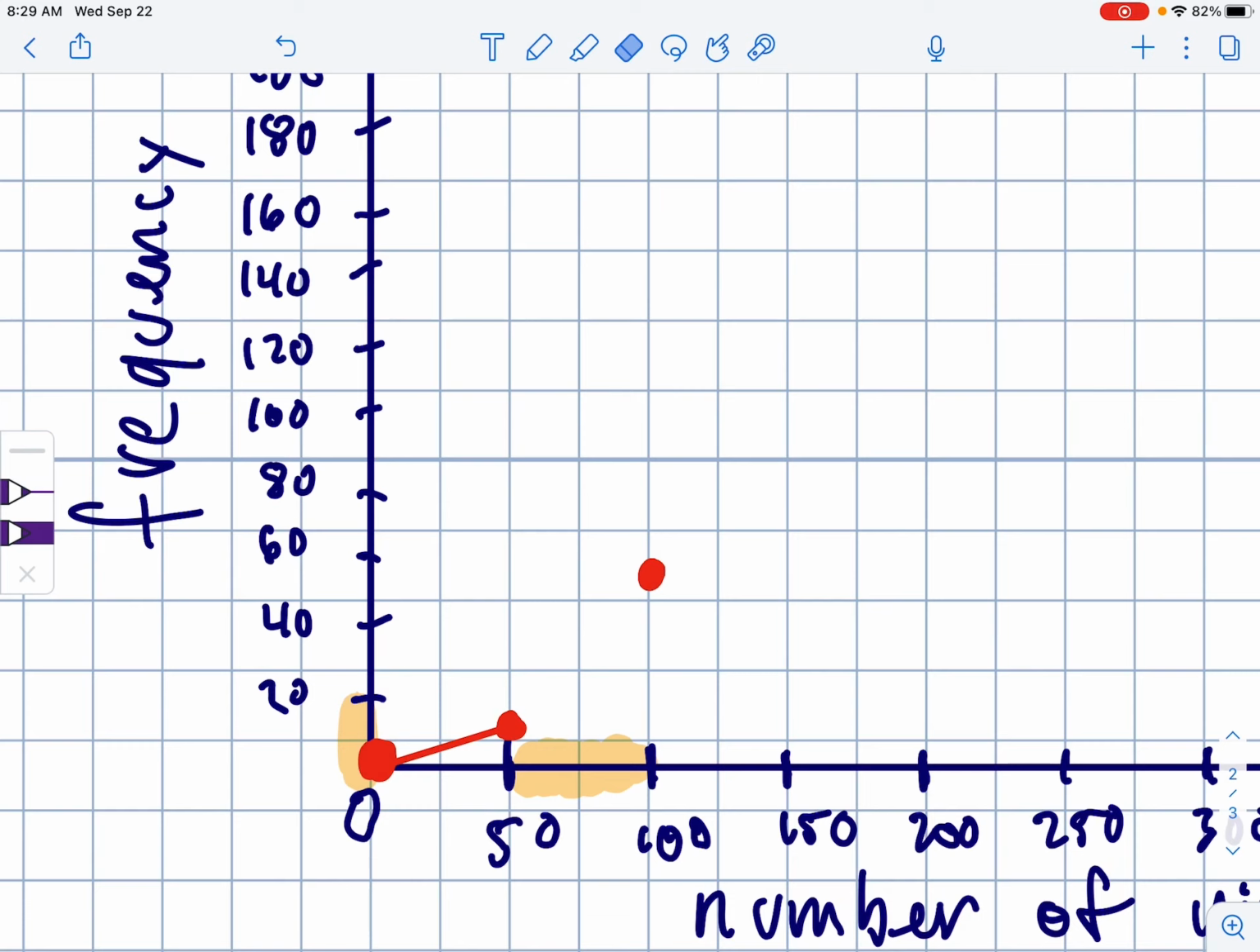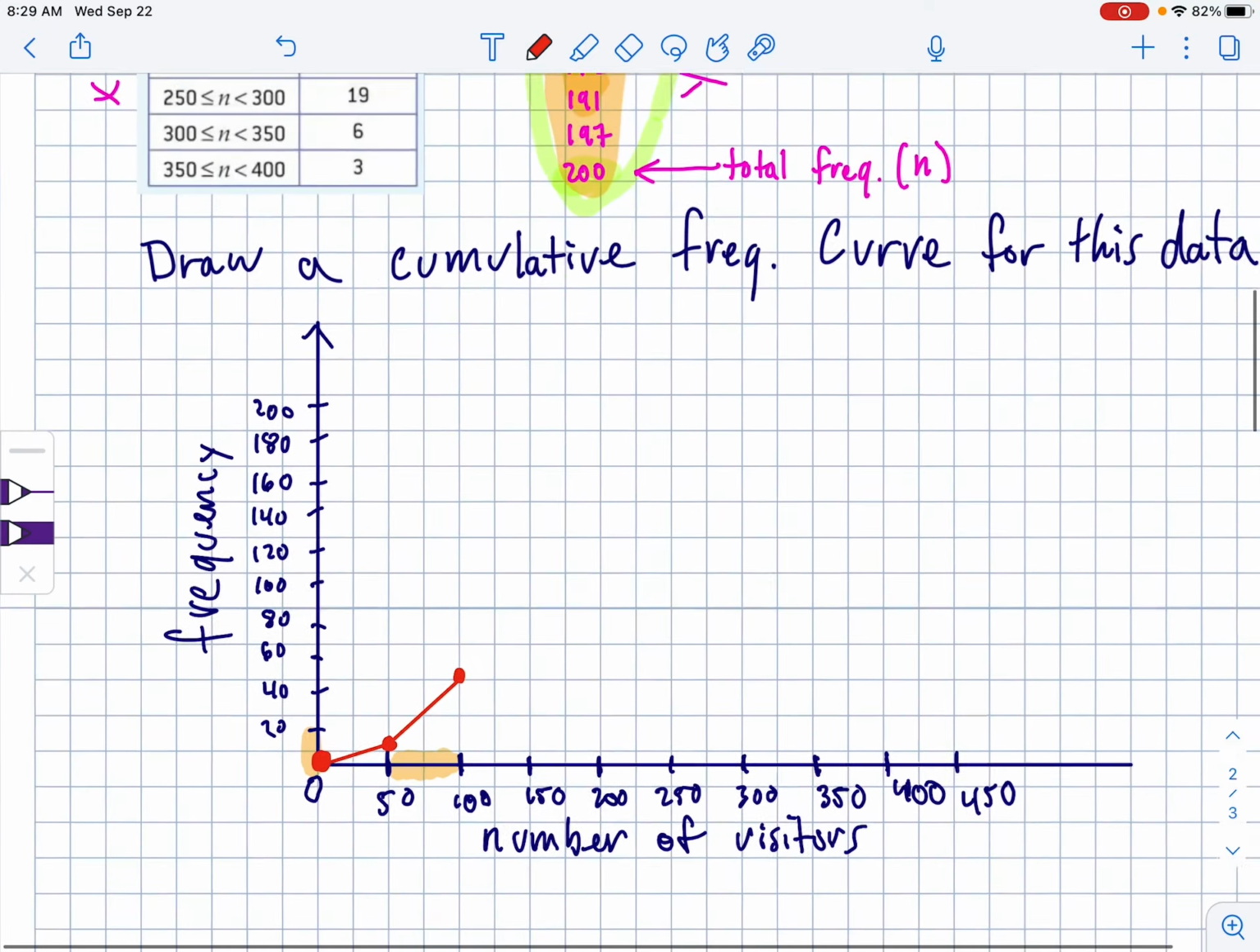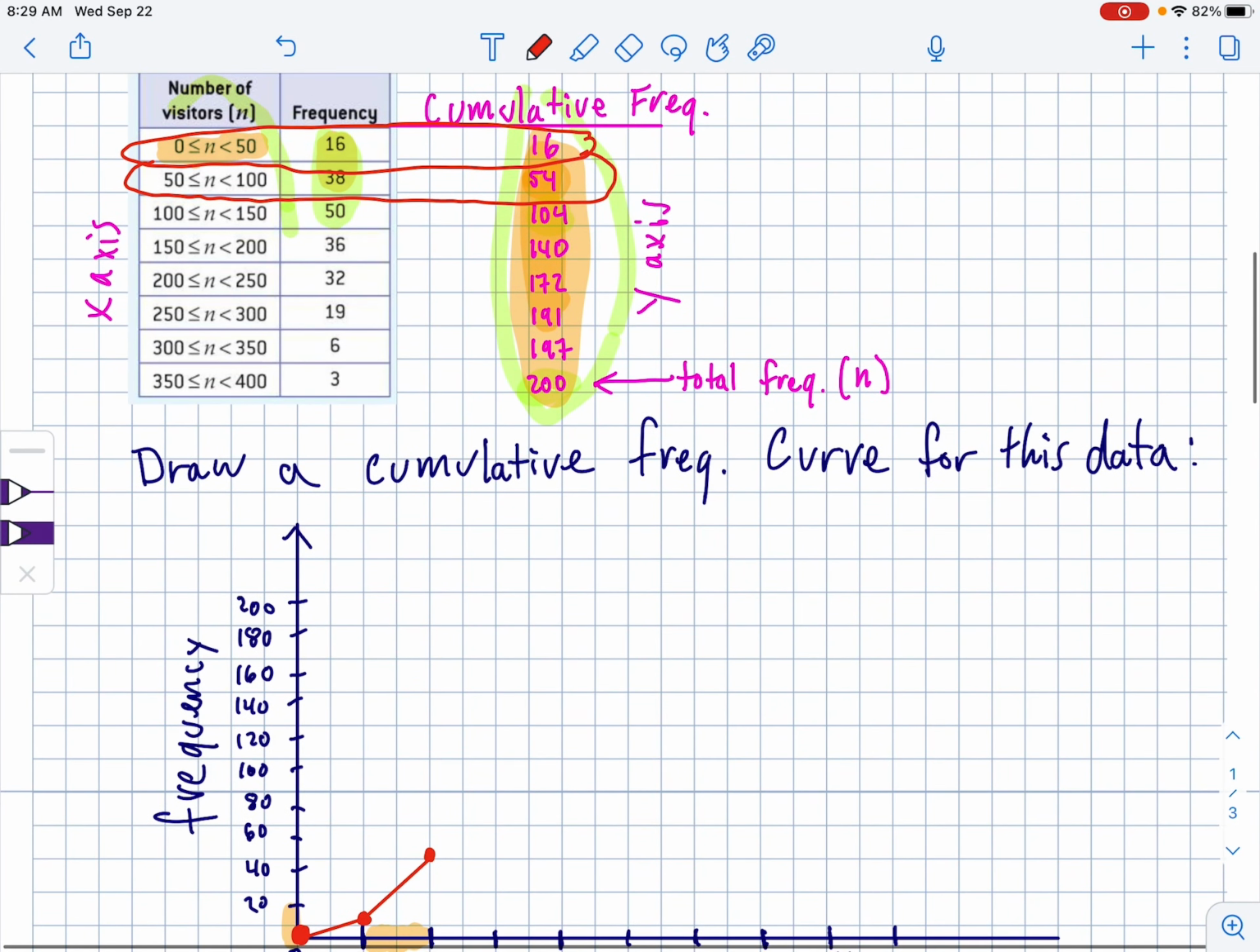Did I mess up my tick marks? Oh, I forgot I moved the diagram. Okay, so yeah, that looks fine. Maybe it's a little off. I'll fix it. So 54, maybe around here. And then I connect those with a line. So you're constantly playing connect the dots.